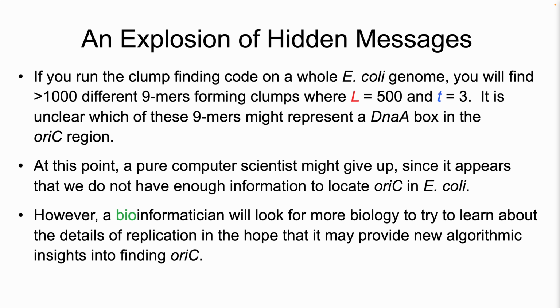If you take that algorithm and apply it to something like the E. coli genome, what you find is that there are over 1,000 different 9-mers that form clumps. So some of you that were having a hard time thinking, oh, that's circular. Yeah, it's a little circular because which of those clumps is actually having the hidden message that we're looking for, not at all clear. Okay. So which of those 1,000 different 9-mers that happen in clumps in the E. coli genome is the ORIC region?